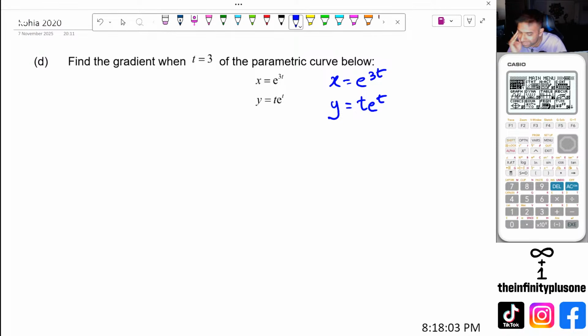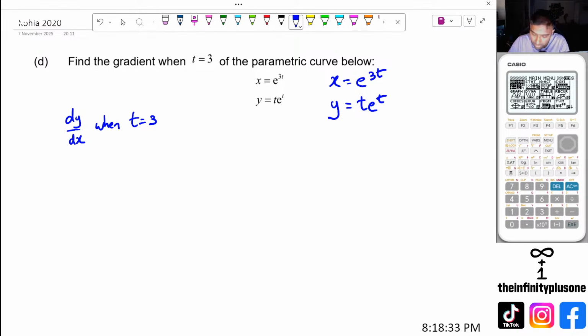That's because there's a couple of rules you have to learn. I think once you learn the rule, this is actually not too bad. Let me have a look. Remember that we're trying to find the gradient when t is equal to 3. So in other words, it's actually asking for dy/dx when t is equal to 3.